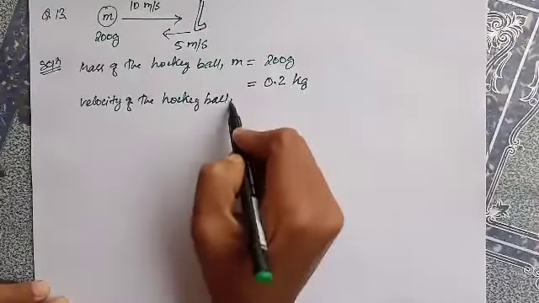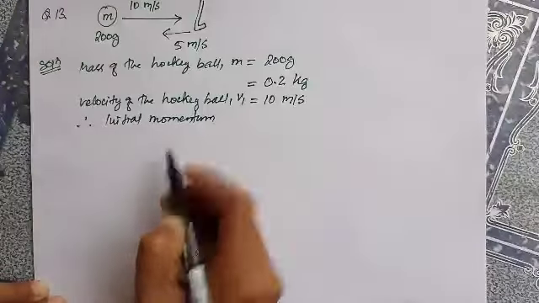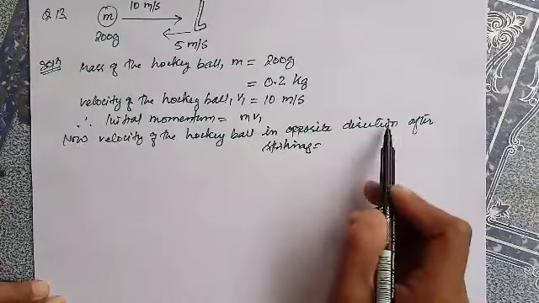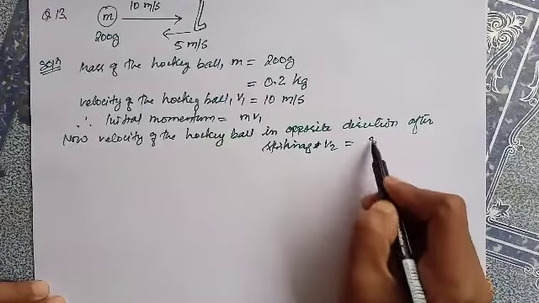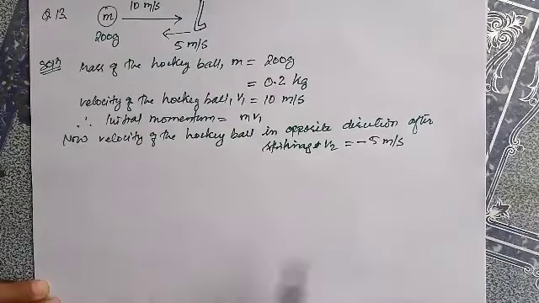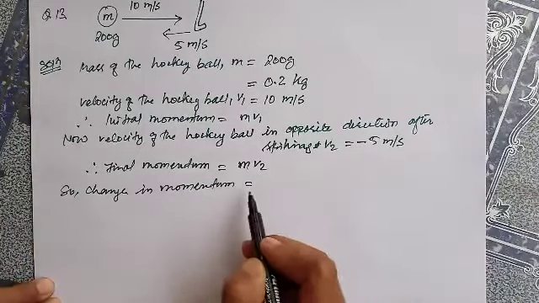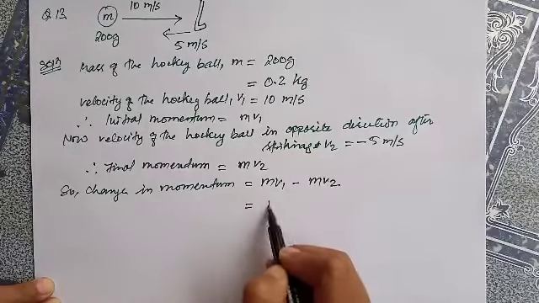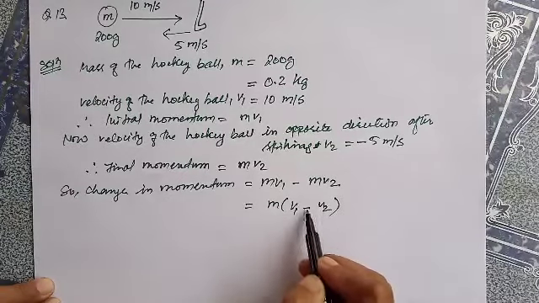Velocity of the hockey ball v1 is equal to 10 meter per second. Initial momentum is equal to m into v1. Now, velocity of the hockey ball in opposite direction after striking v2 is equal to 5 meter per second. Here we will put minus sign because it is traveling in the opposite direction. Final momentum is equal to m into v2. So, change in momentum is equal to initial momentum minus the final momentum. So, we can take m as common, put v1 and v2 in a bracket, v1 minus v2.